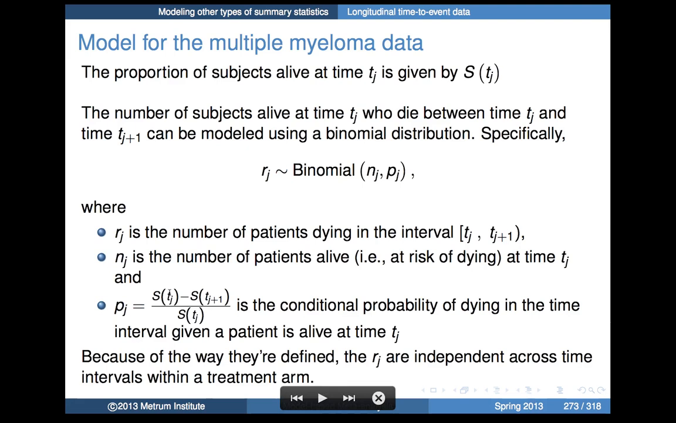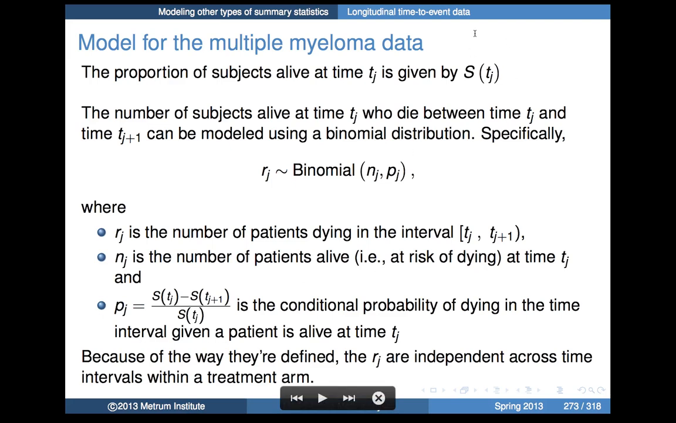And just from introductory probability theory, we can show that pj is equal to the survival probability at the beginning of the interval minus the survival probability at the end of the interval, divided by the survival probability at the beginning of the interval. So this is really the conditional probability of dying in that time interval, given that you're alive at the beginning of the time interval. And defining the intervals this way and using these conditional probabilities is what makes the number of patients dying in each interval across time independent.